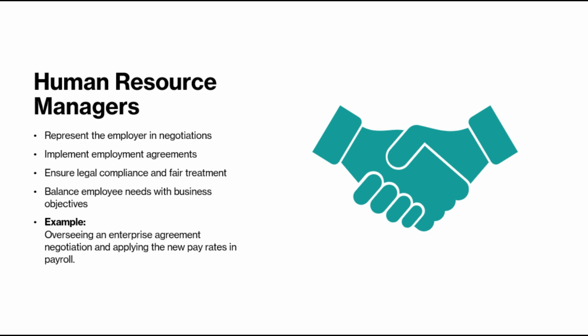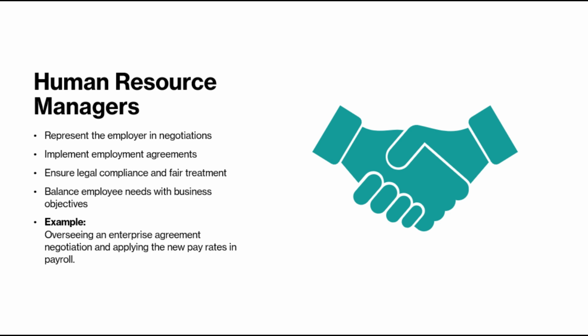1. Human resource managers. First up are the HR managers. These are the people within a business who are responsible for managing the employment relationship on a day-to-day basis. They do a bit of everything: hiring staff, organizing training, managing performance, and handling workplace issues. But in the context of workplace relations, their biggest job is often to represent the employer during negotiations and to implement agreements once they are made.